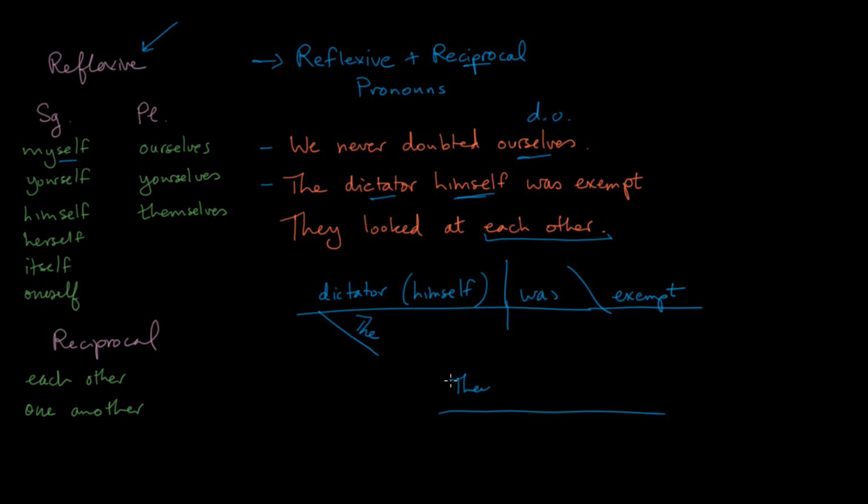We have they, we have looked, there's our verb, and then we have a prepositional phrase. So we're going to put this over here, and then each other goes on the same line. And hopefully that helps you make sense of reflexive and reciprocal pronouns.